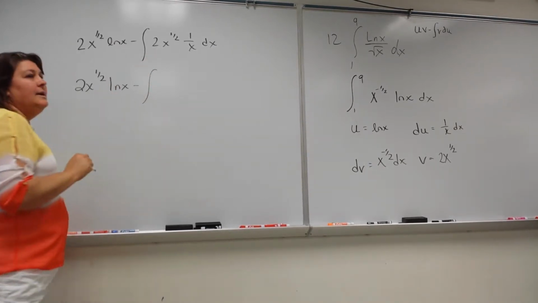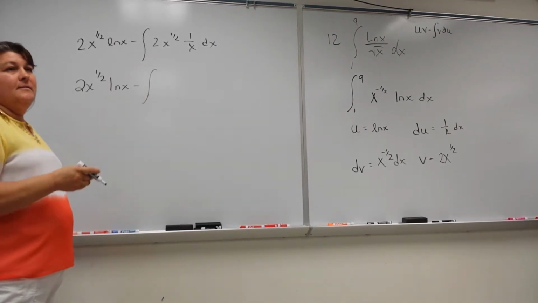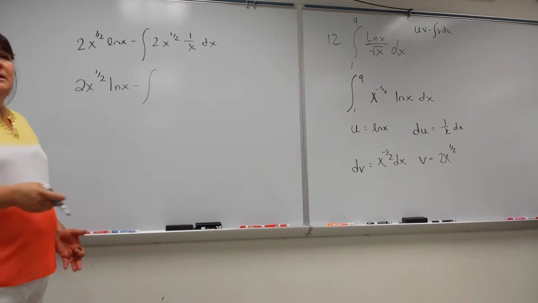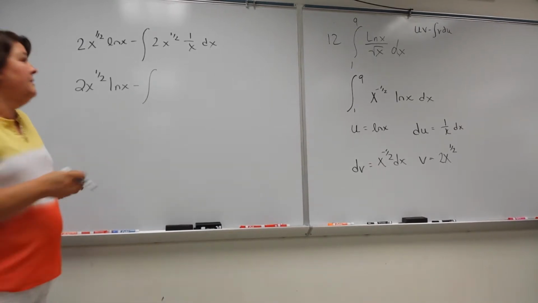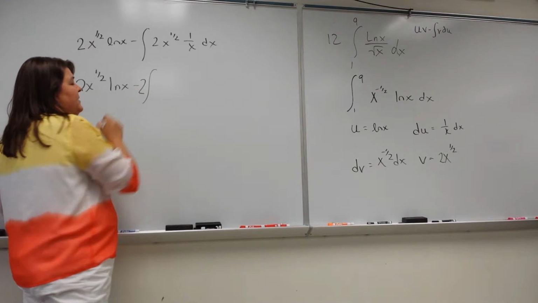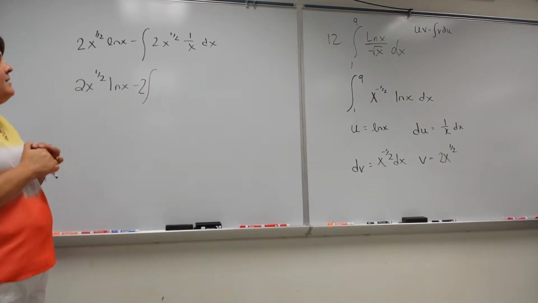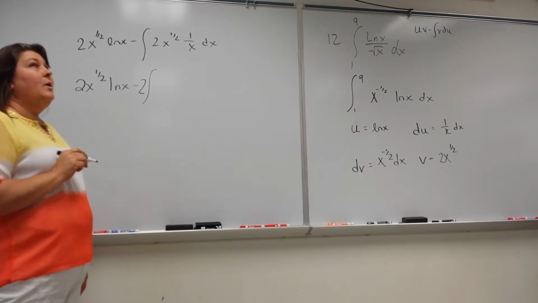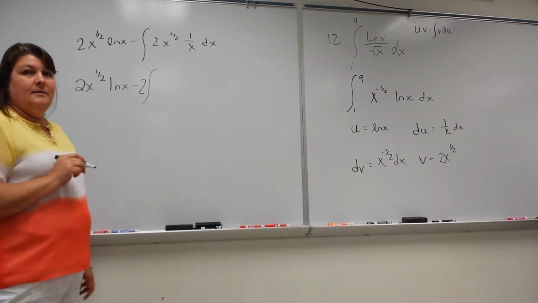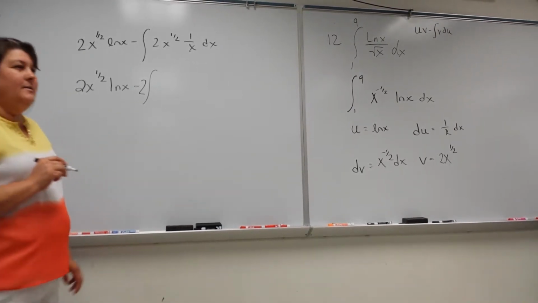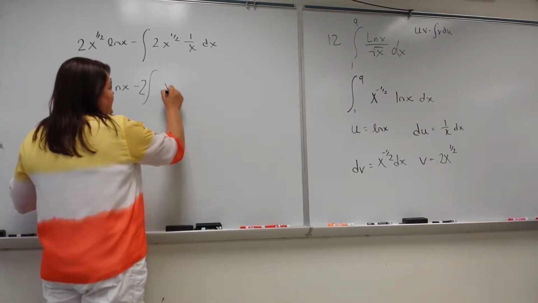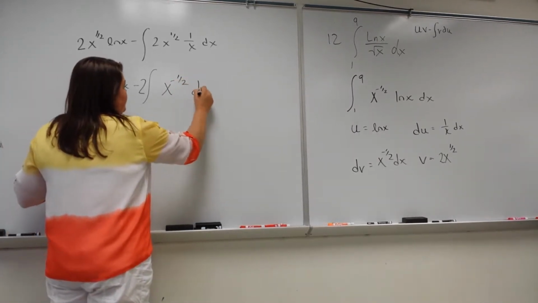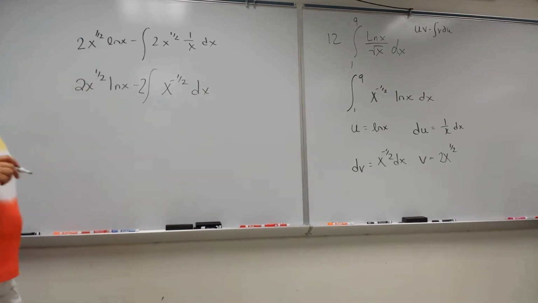This over here I need to clean up a little bit. The most beneficial thing is that the 2 can come to the front. I don't really need that 2 there, so it's coming up here. And then if I have x to the 1/2 times 1 over x, I really have x to the 1/2 over x to the 1. So what do I have? x to the negative 1/2. So far, so good?